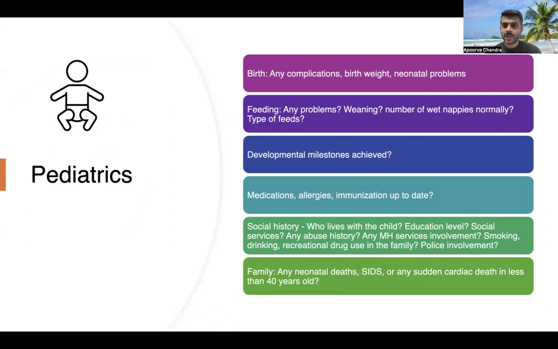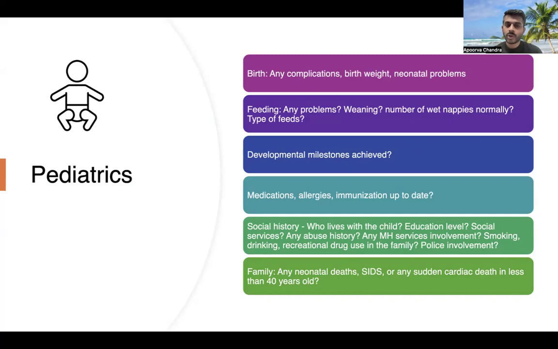Number of wet nappies that the child is having normally. And if the child is unwell now, how many wet nappies is the child having now? And what is the type of the feed that the child normally has? And you need to ask about the developmental milestones, and is the child developing normally when compared to a child of the same age? Is there any medication that the child takes normally? Any specific allergies, immunization? Is the immunization up to date?